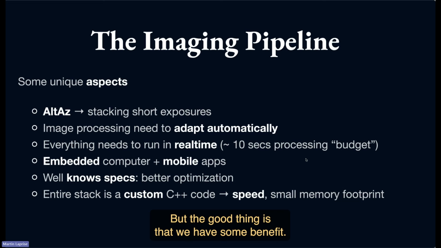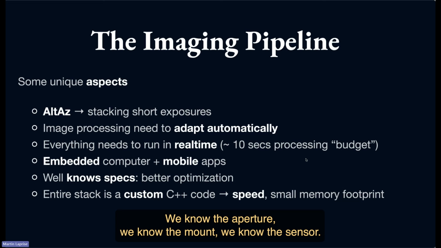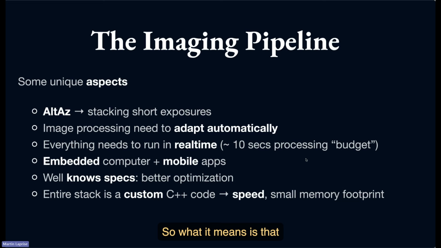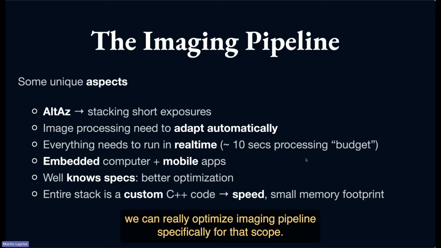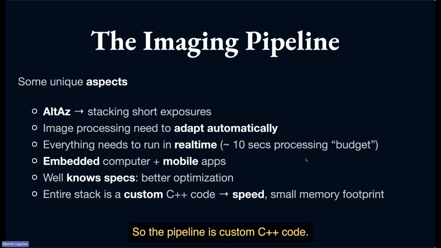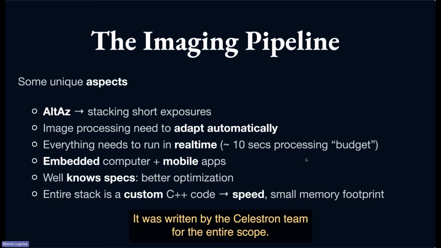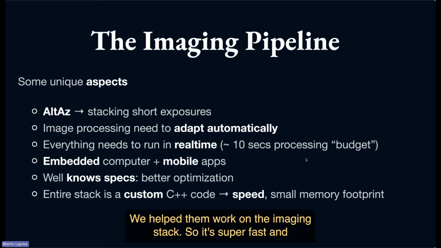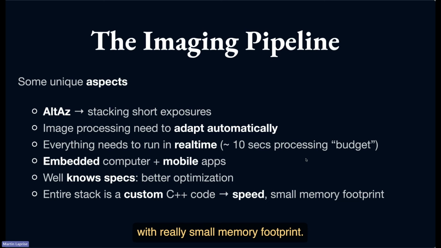But the good thing is that we have some benefits. The Celestron Origin is a really well-known platform. We know all the specs. We know the aperture, we know the mount, we know the sensor. So what it means is that we can really optimize the imaging pipeline specifically for that scope. The pipeline is custom C++ code, written by the Celestron team for the entire scope. We helped them work on the imaging stack, so it's super fast and with a really small memory footprint.